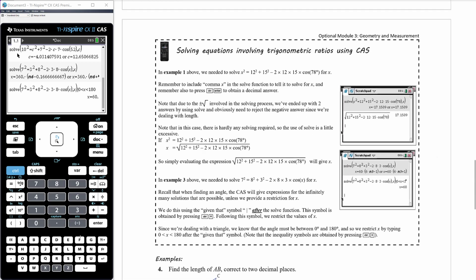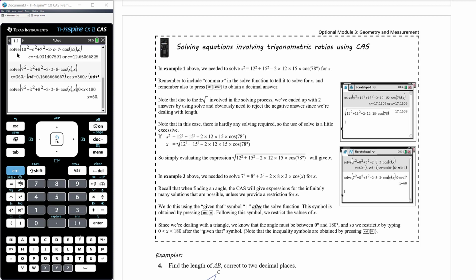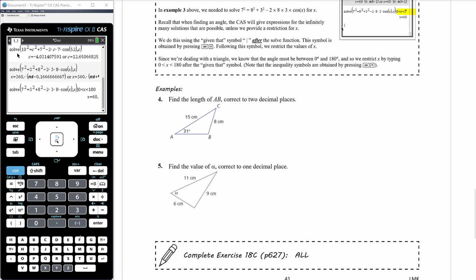Okay, again, some instructions here about solving equations involving trig ratios using your CAS, in particular when you need to use "given that" in order to find a particular solution, when you're finding an angle, and making sure that it goes after the solve bracket. Alright, let's just do two more.